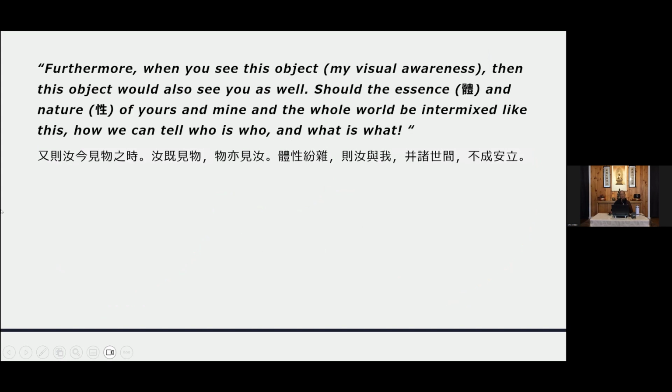Now further, Buddha says, when you see this object, if you really can see my visual awareness, then the object would also see you as well, because you see my visual awareness, and my visual awareness can also see your visual awareness. So we are seeing each other. The essence and the nature of yours and mine intermix, right? And how can you tell who is who and what is what?